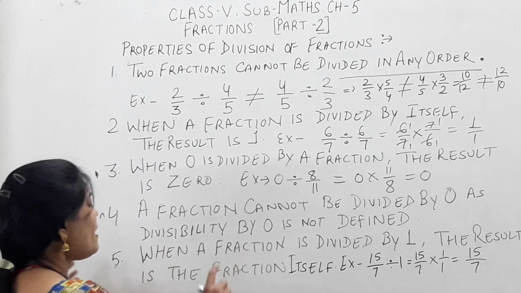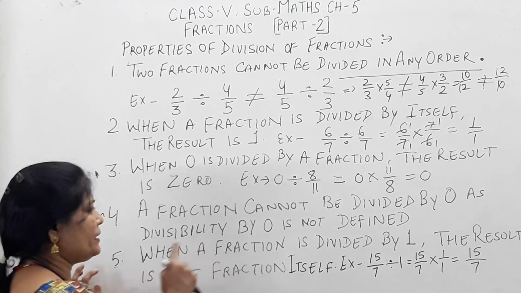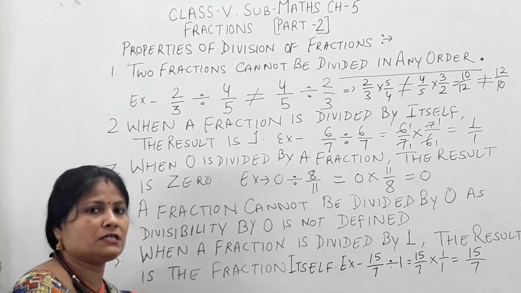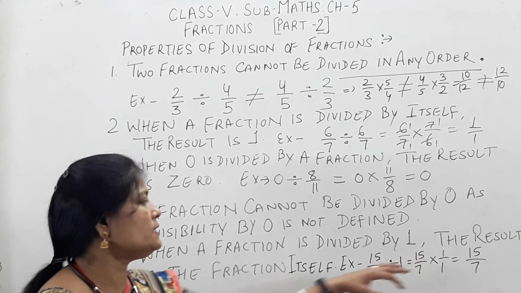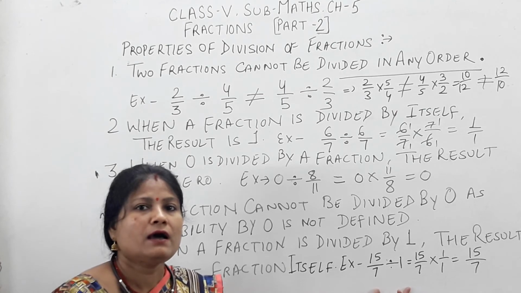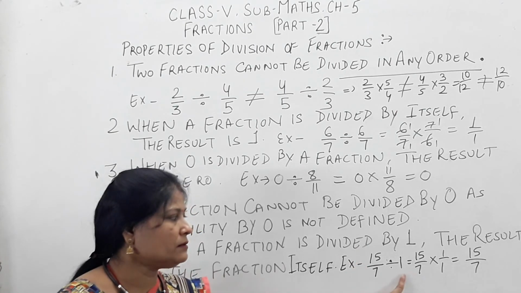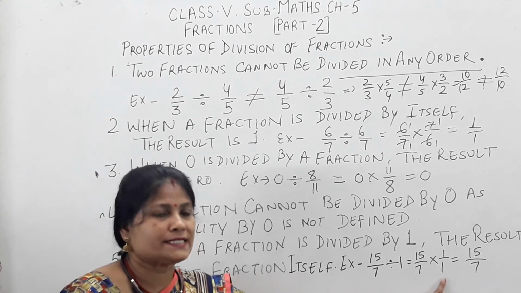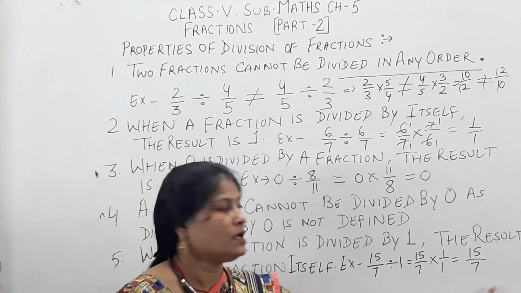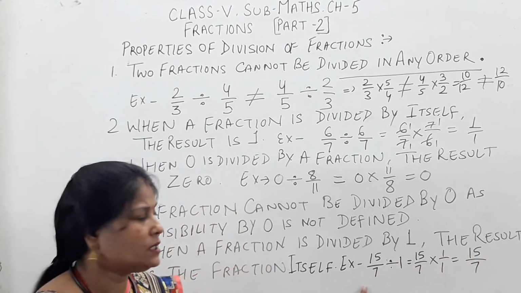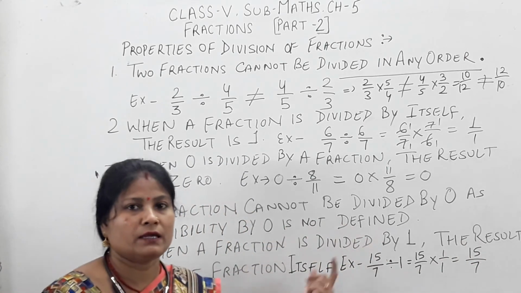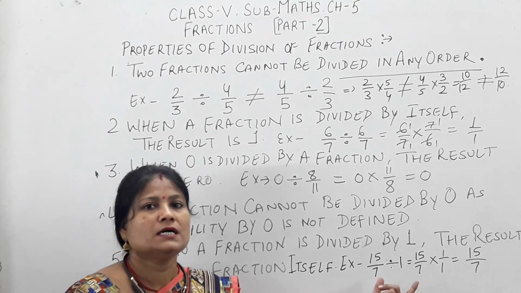Last rule of the division of fractions: when a fraction is divided by 1. Any fraction divided by 1, what will be the result? The result is the same fraction itself. Take 15 by 7 divided by 1. I write 1 as its reciprocal, so it becomes multiplied by 1. 15 1s are 15, 7 1s are 7. 15 by 7 is the question, and my answer is also 15 by 7. So any fraction divided by 1 gives the fraction itself.